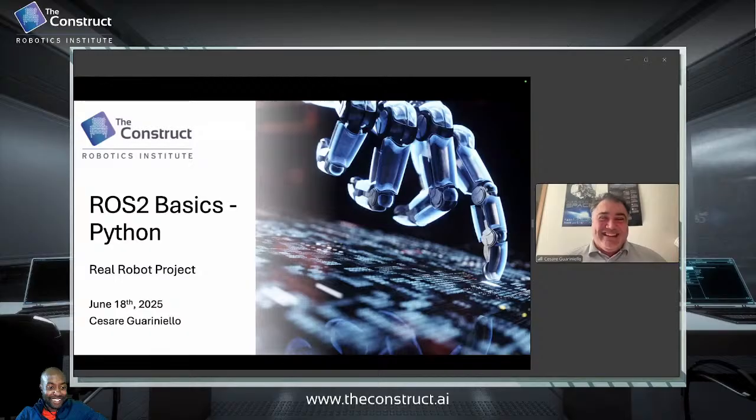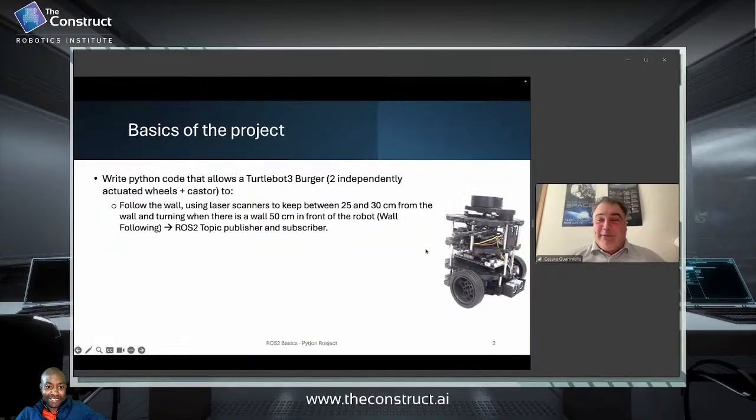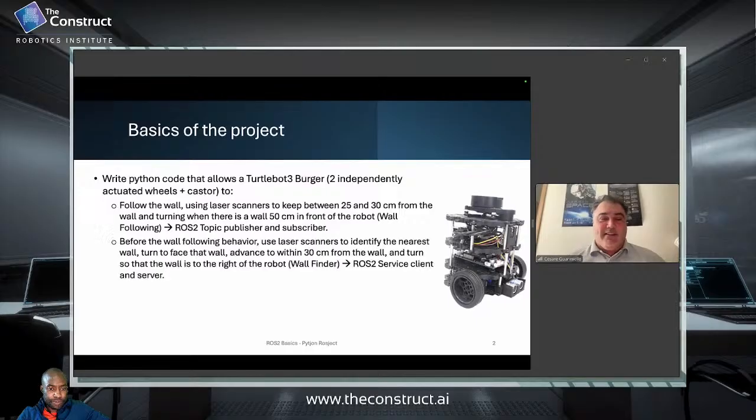Okay, first of all, for people that are unfamiliar with this course, this is a basic ROS2 knowledge and Python version. And the final goal, what you've seen, was writing Python code that allows a Turtlebot 3 to follow the wall using laser scanners to keep within a certain distance from the wall, turning when there's a wall in front of the robot. And this was to practice the concept of topics.